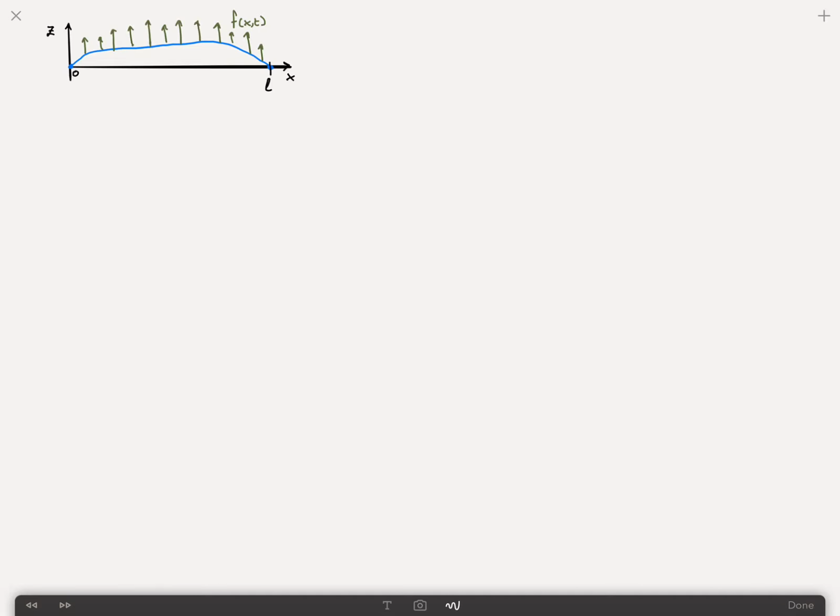So the idea here is we'll take a differential slice of the string. I'll just draw it here, and we'll call this ds. It's just some differential length. And I'm going to draw it down here, zoomed up, and I'll exaggerate it somewhat. Obviously, I've exaggerated the displacement of the string in the diagram. We're going to assume that the displacements are small, however. So I've got this differential slice of length ds. Let me draw that at the bottom.